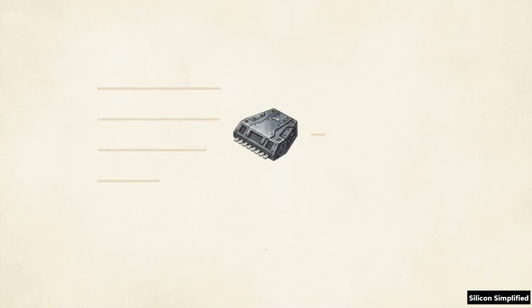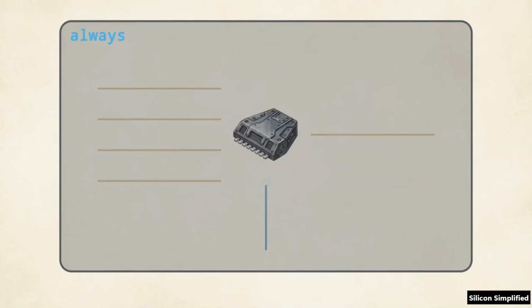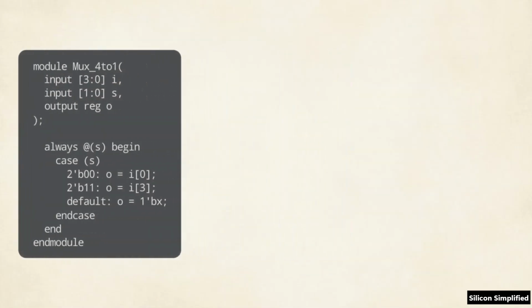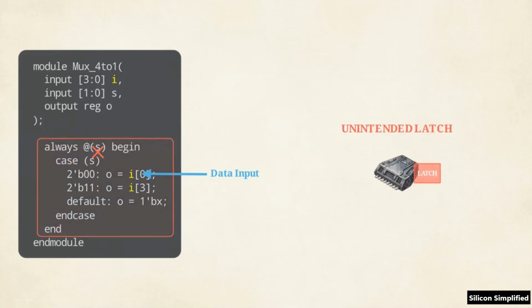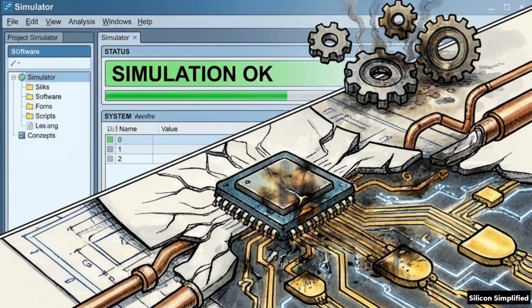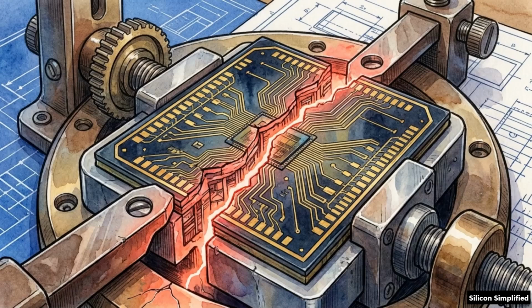Take a standard 4-to-1 multiplexer. A designer might use a standard always block to map the input signals to the output. Looking closely at the sensitivity list on line 7, there is a simple omission. Because the compiler cannot execute a clean combination of inputs, it infers an unintended hardware memory latch to hold the previous state, ruining the intended combinational logic. Traditional Verilog cannot proactively protect you from this. The simulator will run the flawed code without throwing an error, leaving a silent synthesis mismatch waiting in the silicon.